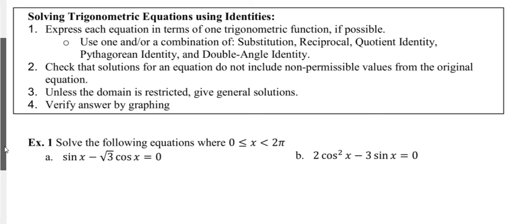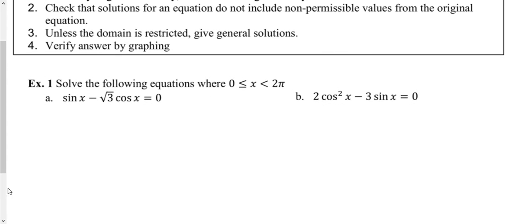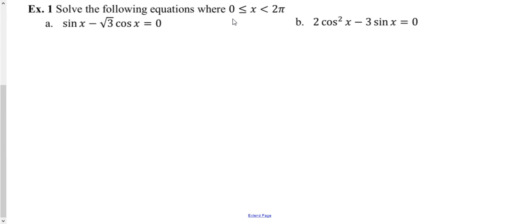In the first example here, we have to solve the equation with this domain restriction between 0 and 2 pi, aka between 0 and 360 degrees, not including 360 or 2 pi there. So if we had sine x minus root 3 cos x equals 0, what I want to do is try to isolate my trig functions.